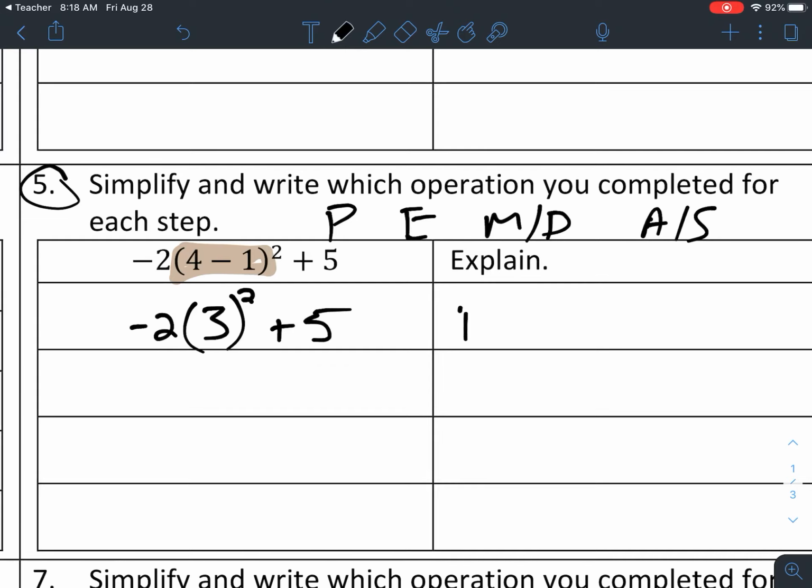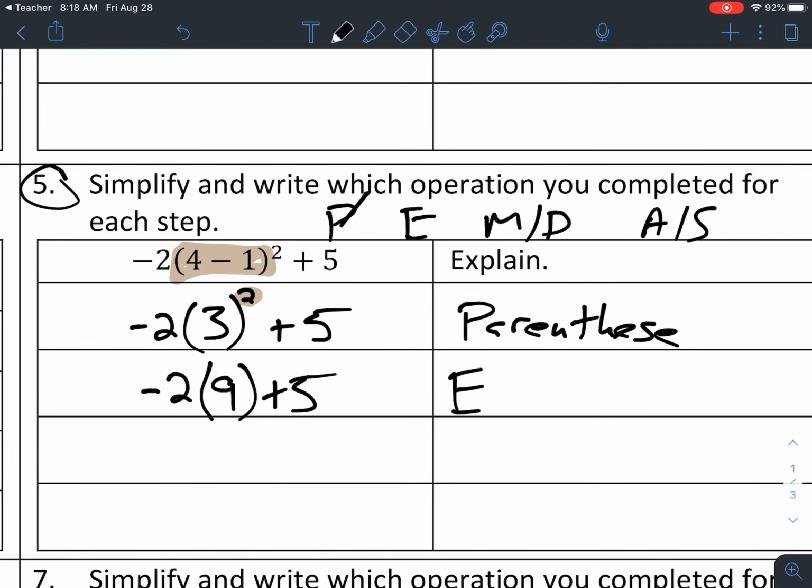So again, parentheses is the reason we start with. We can cross the P off. Now if we look next, do we have an exponent? Yes, we do, which is right there. So we're going to be left with minus 2 parentheses, 3 times 3, because it's being squared, gives us 9, plus 5. So this is our exponent.